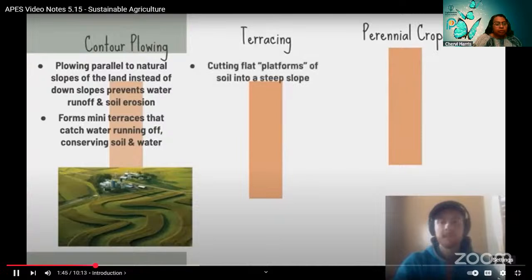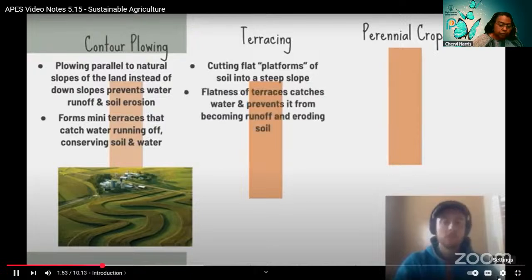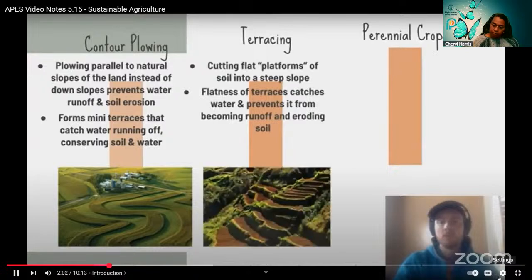Terracing is this idea of cutting flat platforms into a steep hillside. And these flat platforms will also catch water that could be carrying your topsoil off of your slopes during heavy rainfall. It's going to conserve water. It's going to conserve topsoil as well. So this is a really beneficial practice that can allow you to do agriculture in areas that are very steep and otherwise might become eroded too quickly to use.